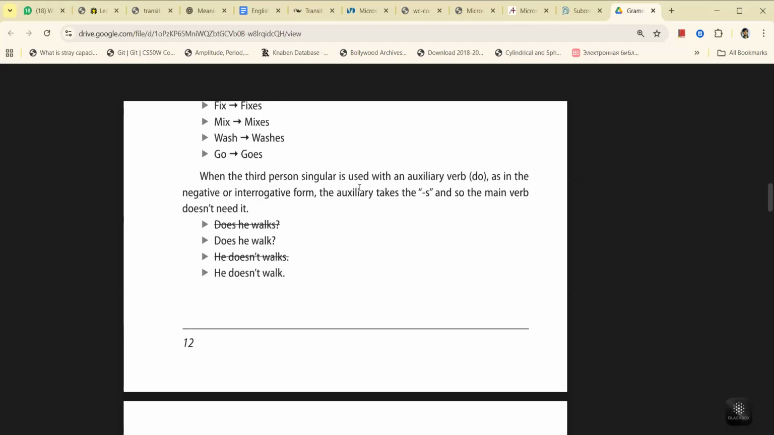When the third person singular is used with the auxiliary verb do, as in the negative or interrogative form, the auxiliary verb takes the s, and so the main verb does not need it.